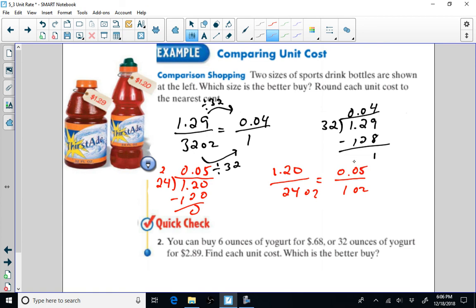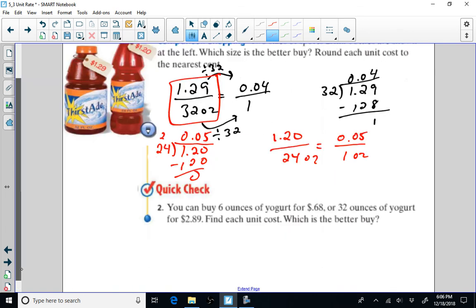So what's the better buy? The better buy has the lower cost per ounce. So the better buy would be the $1.29 for 32 ounces. That's a better buy because you're paying 4 cents for 1 ounce as opposed to 5 cents for each ounce.